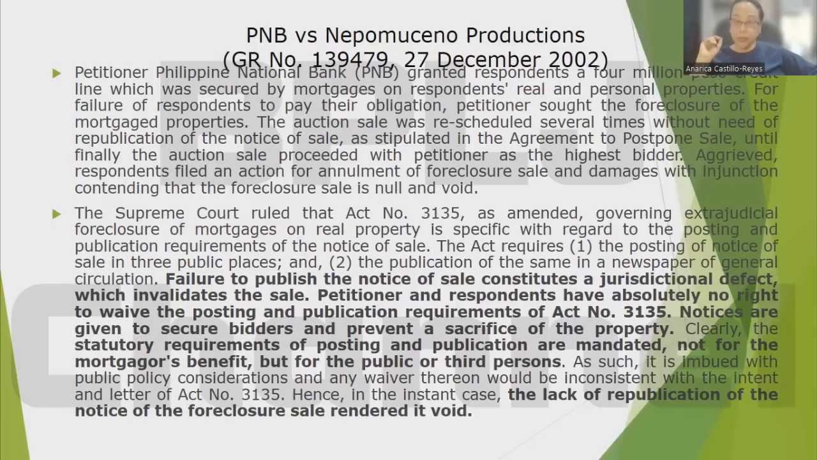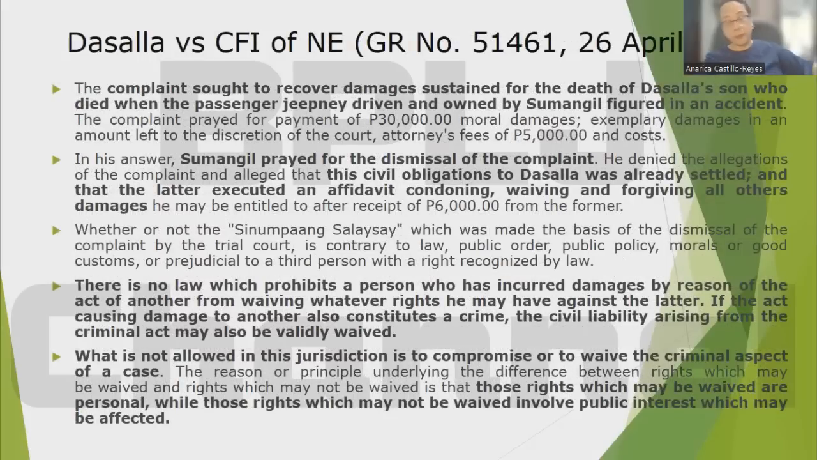Failure to publish the notice of sale constitutes a jurisdictional defect which invalidates the sale. Petitioner and respondents have absolutely no right to waive the posting and publication required. Notices are given to secure bidders and to prevent a sacrifice of the property. Clearly, the statutory requirements of posting and publication are mandated not for the mortgagor's benefit, but for the public or third persons. So it is a waiver which is contrary to law as well as the rights of third persons with a right recognized by law.